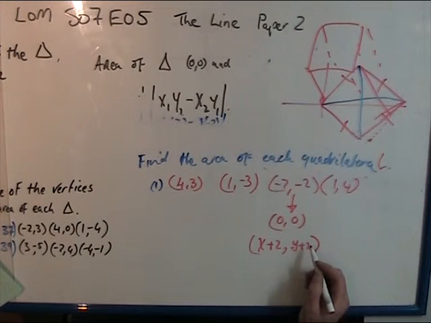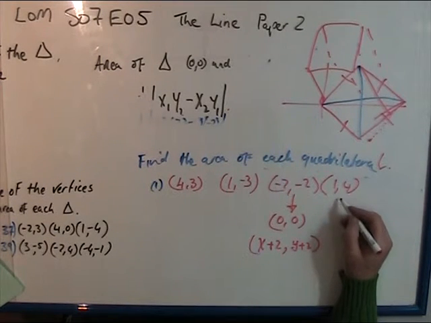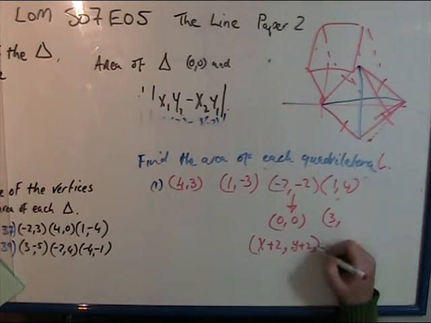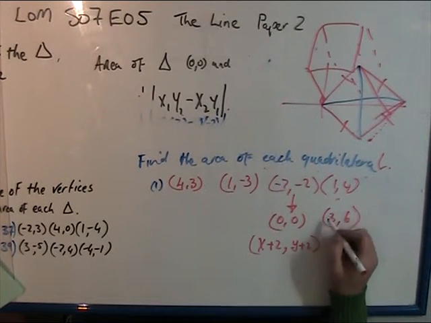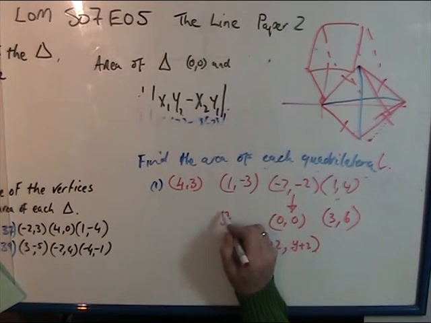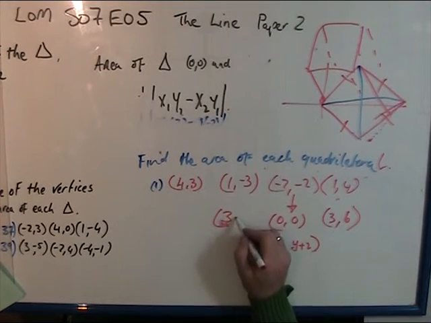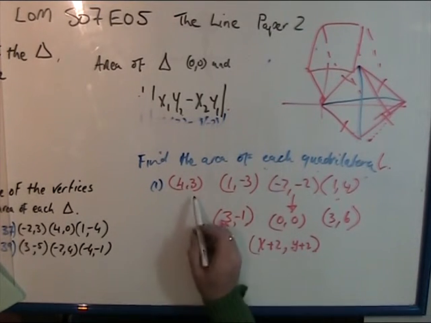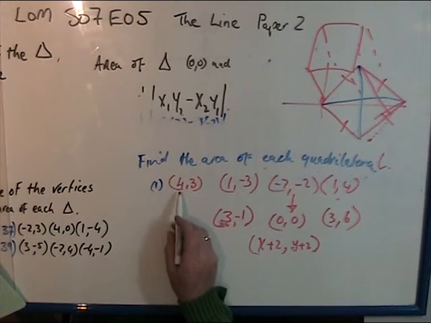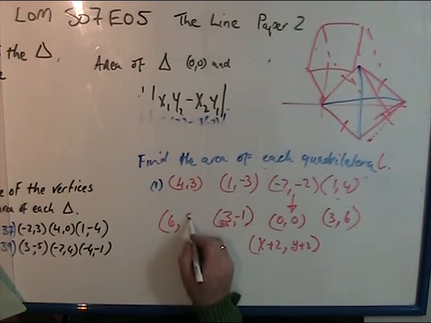I prefer to use either. So they all follow suit. What happens to the x? It goes up 2, so that's 3. What happens to the y? It goes up 2, so that's 6. 3, 2, 2. 1 goes up 2, becomes 3. Minus 3 plus 2 is minus 1. And we do 4, 3 as well, if we want to. So 4, 3 up 2 is 6, and then y is up 2, which is 5.